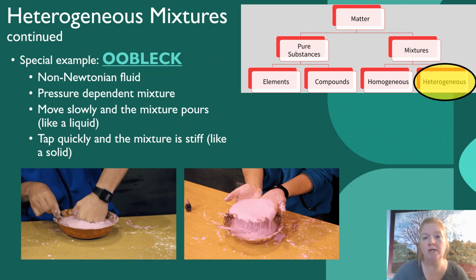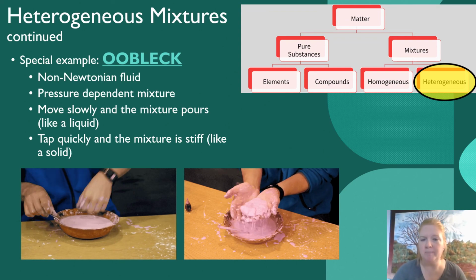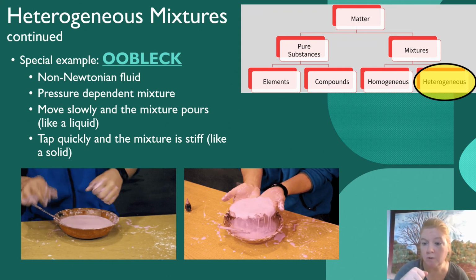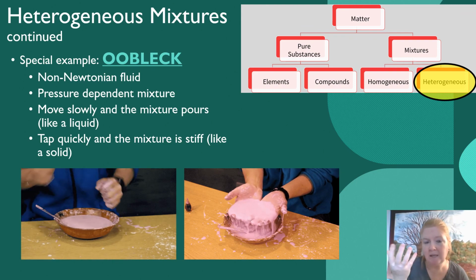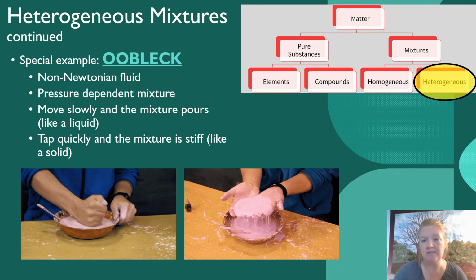And then another one is Oobleck. It's a non-Newtonian fluid. It's a pressure-dependent mixture. So move slowly, and it acts like a liquid. Hit it quickly and with more force, and it's stiff like a solid.